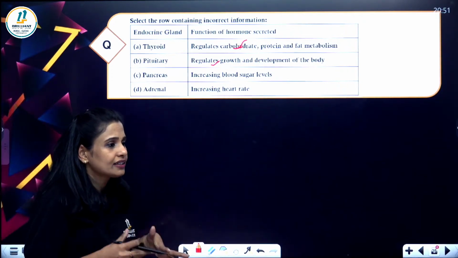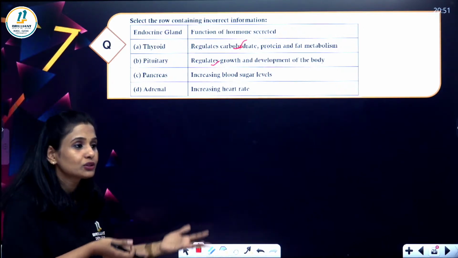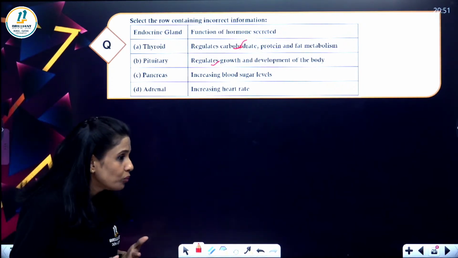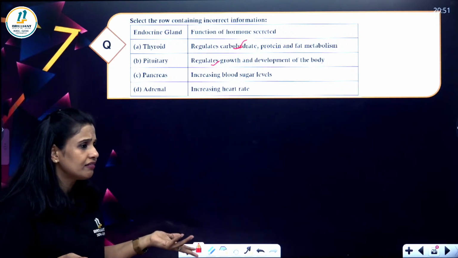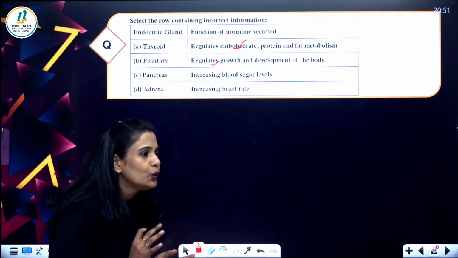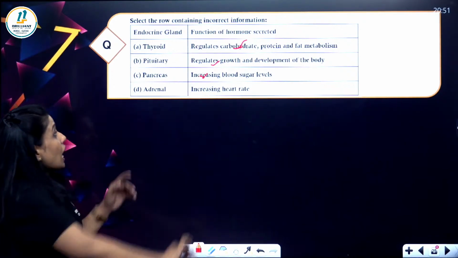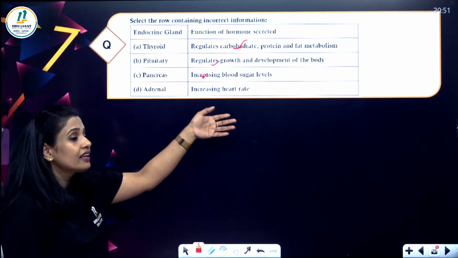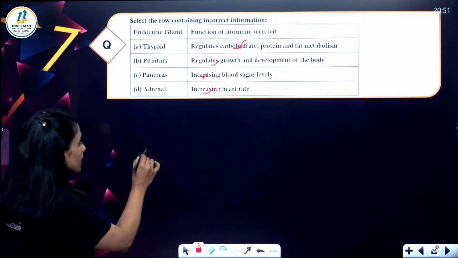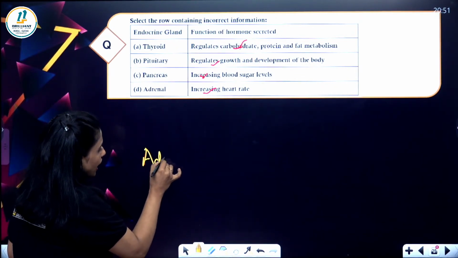Pancreas, increasing blood sugar level. Is that option correct? What we learnt in the previous questions: does pancreas release a hormone which increases the blood sugar level, or is that the function of the pancreas? No, right? So, this option is wrong. Adrenal gland, increasing heart rate. That option is correct. Adrenal gland releases the hormone adrenaline.